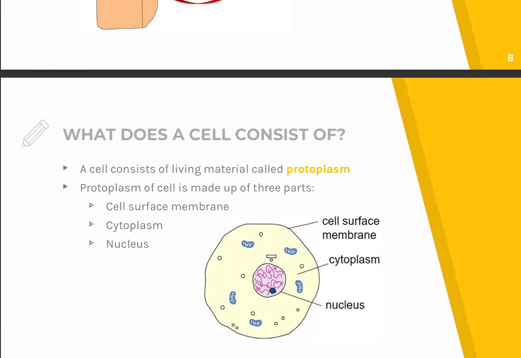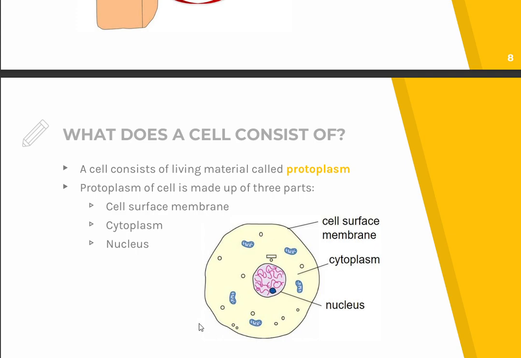So what is a cell composed of? Let's talk about an animal cell. In any animal cell, the cell is basically composed of a living material known as the protoplasm, and the protoplasm is made up of three things: the cell membrane, the cytoplasm, and the nucleus.